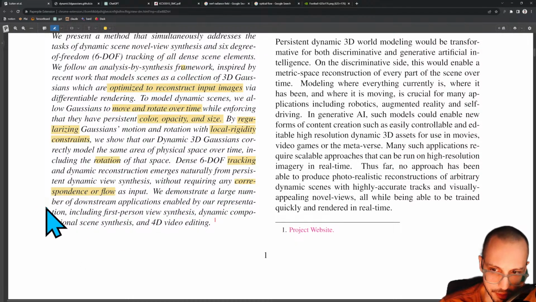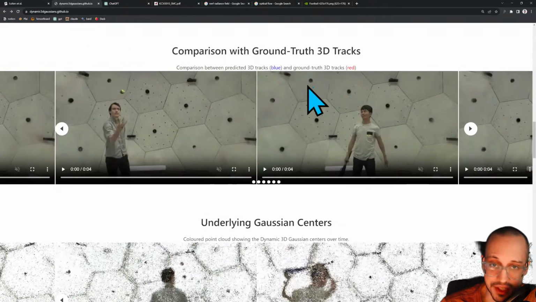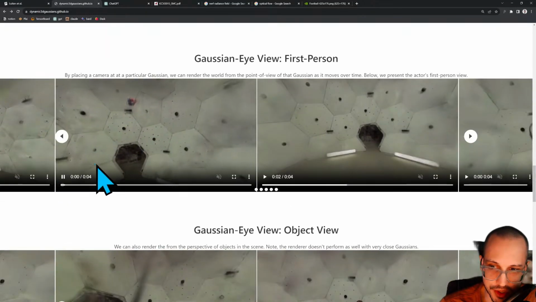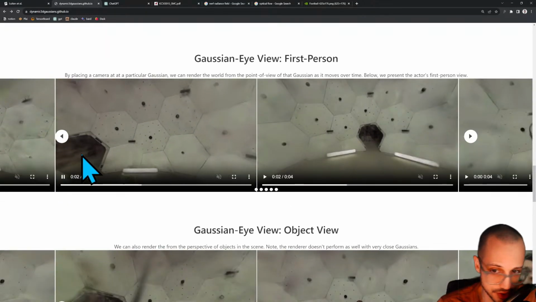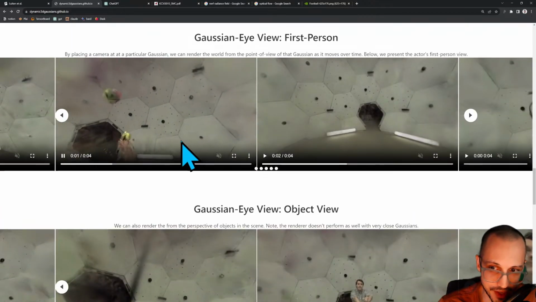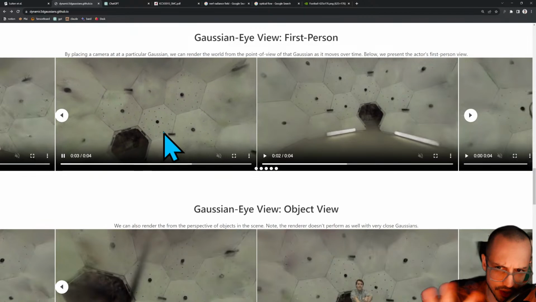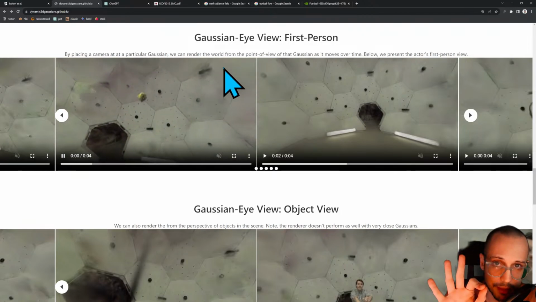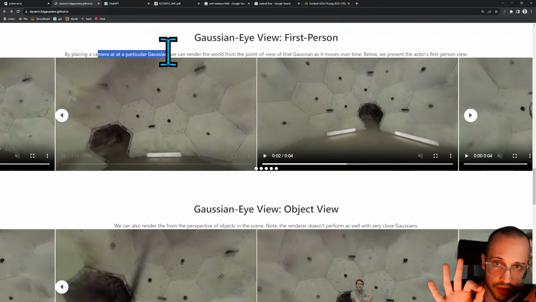We demonstrate a large number of downstream applications enabled by our representations, including first-person view synthesis, dynamic compositional scene synthesis, and 4D video editing. I'm tongue-twisting myself here, but this is the first-person view, so obviously you can put the camera just where the person's head is, right? It's a novel view, and you can render it from that, so look at that. And you get the tracking because you're centering the camera on a specific little Gaussian.